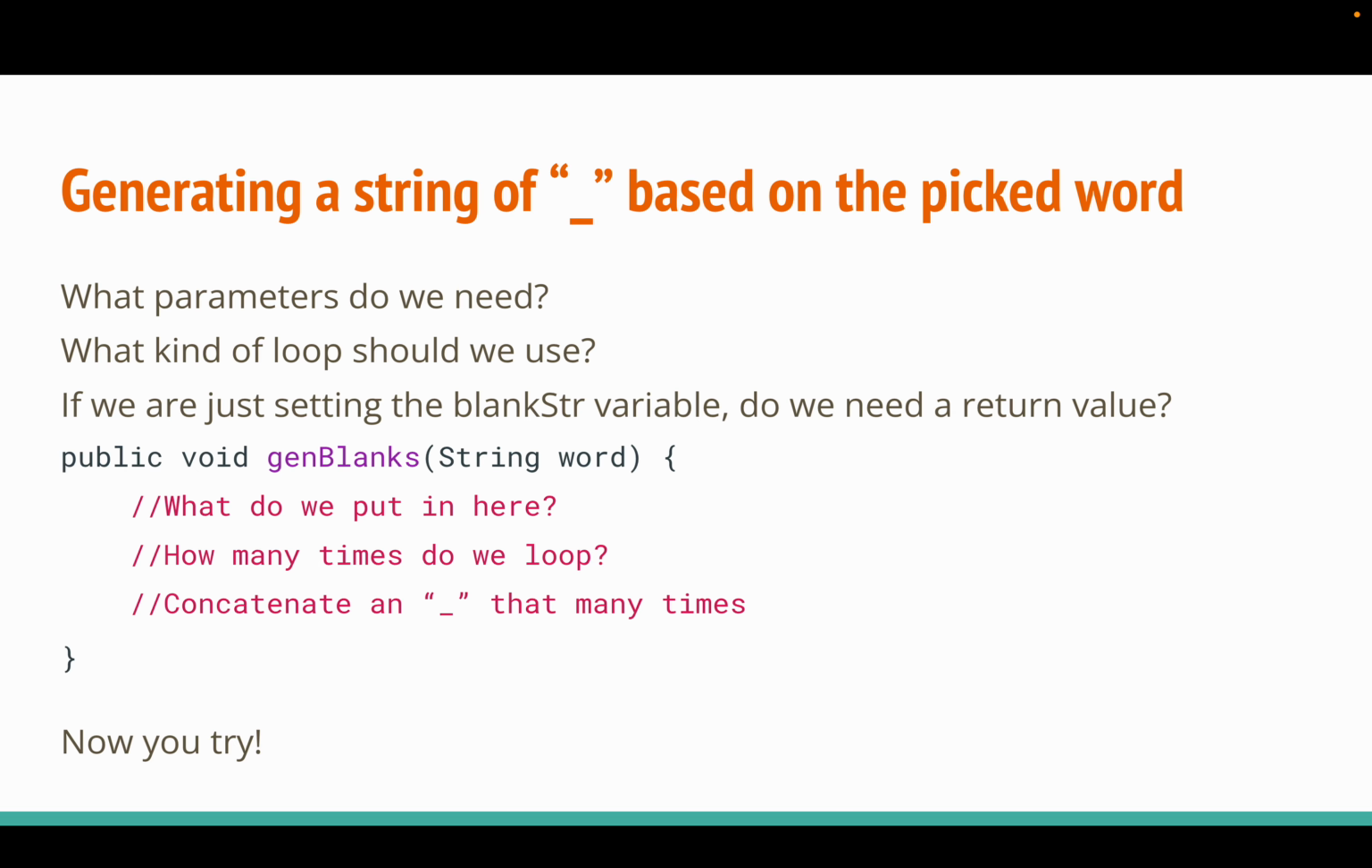So let's look at these answers. Generating a string of underscores based on the picked word. What parameters do we need? What kind of loop should we use? If we were just setting the blank string variable, do we need a return value? Try to think about each of these questions. This brainstorm is going to be super helpful when you're finally doing your Hangman project. So for generateBlanks, which takes in a word parameter, how many times do we loop? You're going to concatenate an underscore that many times. Concatenate just means adding it to the string. So pause now and think about these questions.